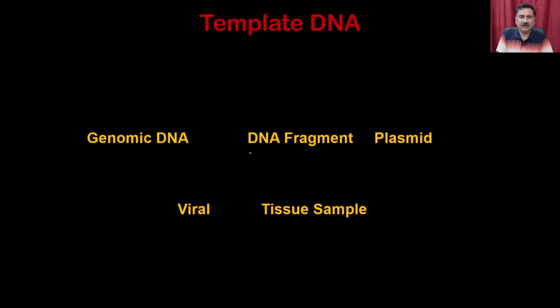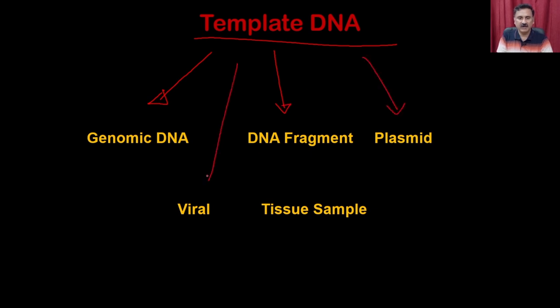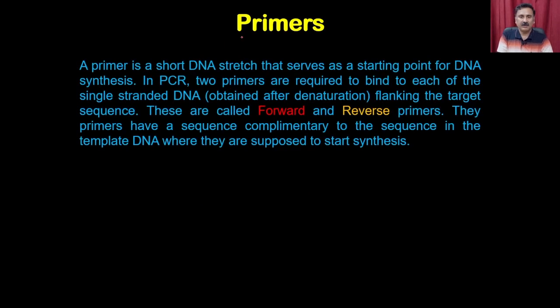Now as far as the template DNA is concerned, the template DNA could be of any type. It could be genomic DNA, DNA fragments, plasmid, viral sequences, or tissue samples. That is the template DNA. Depending on the source, you can choose the amount of template DNA you require for the reactions. Then you also require the primers.